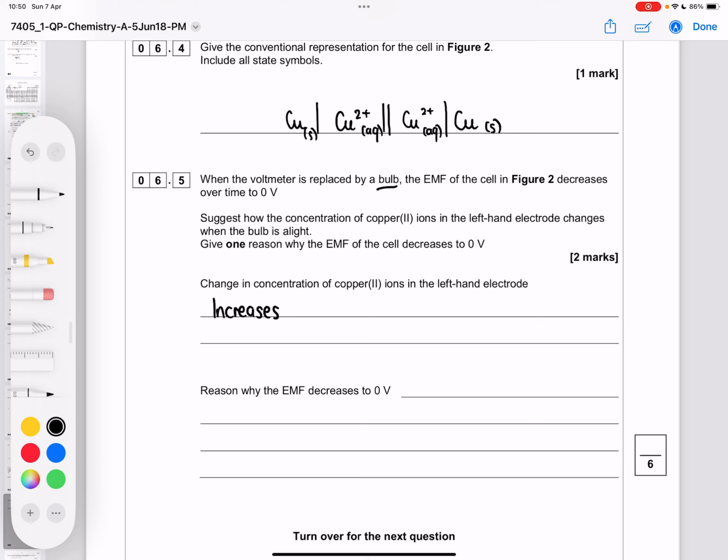So why it decreases to 0 volts is because the concentration of copper 2 plus ions in each solution becomes equal. So neither one has a greater potential to be reduced.